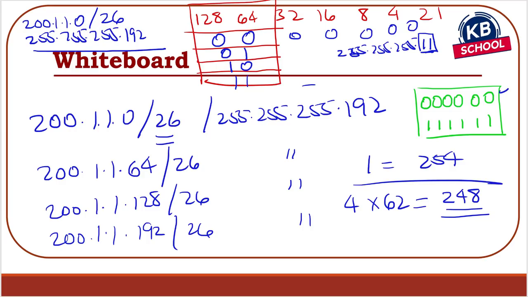In this particular subnet, you have 2 networks. This over here is your major network.